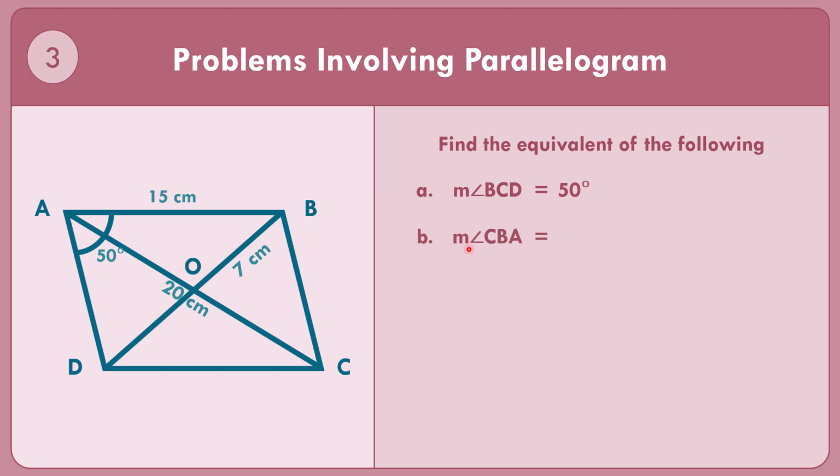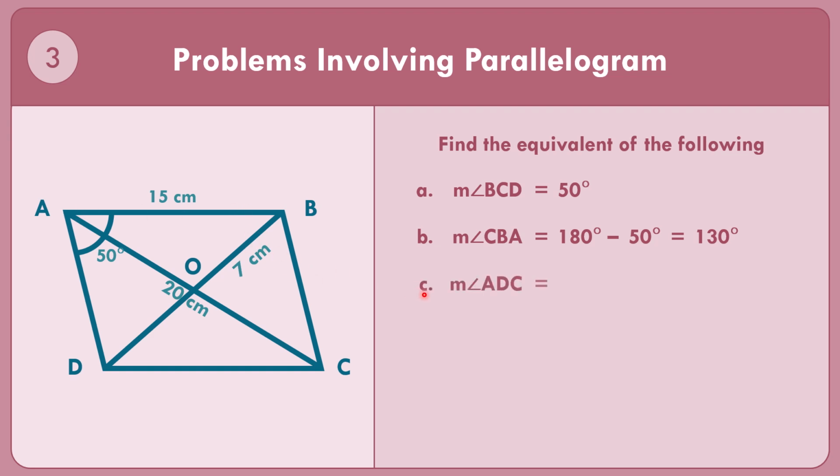How about letter B? The measurement of angle CBA. What could be the solution? Two consecutive angles are supplementary. So the measure of angle A plus the measure of angle B is equal to 180 degrees. So 180 degrees minus 50 degrees becomes 130 degrees. So the measure of angle CBA is 130 degrees.